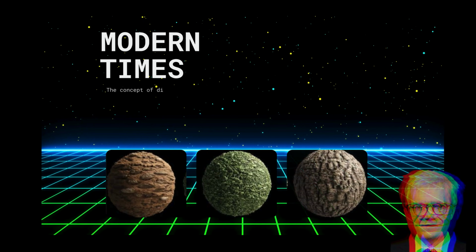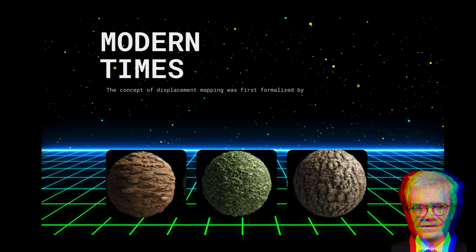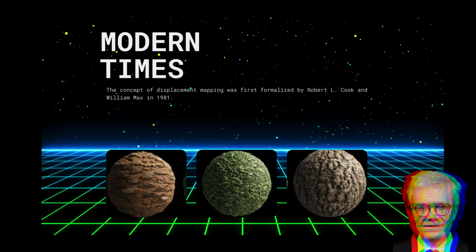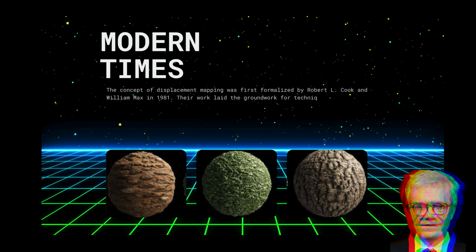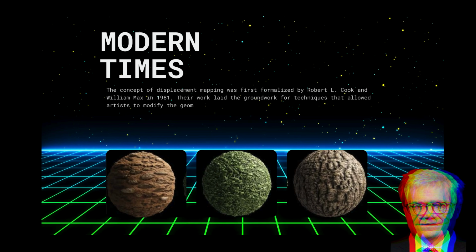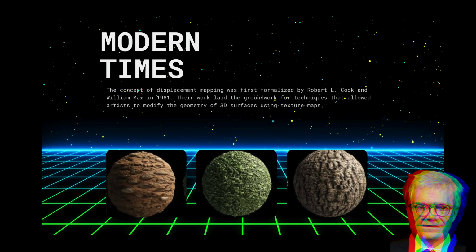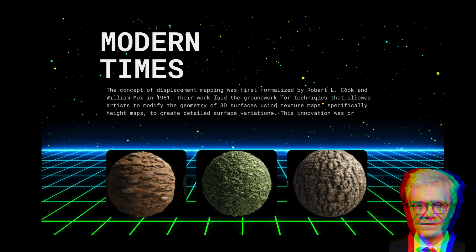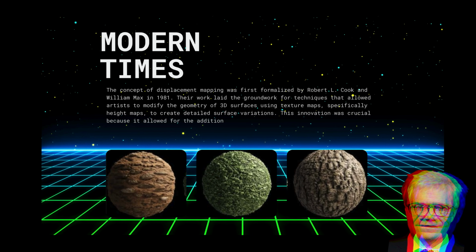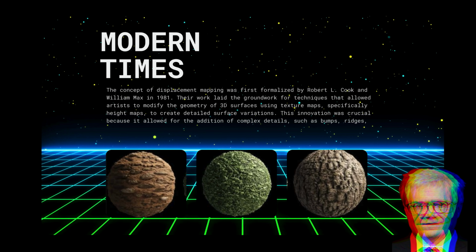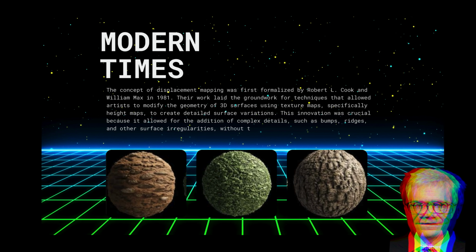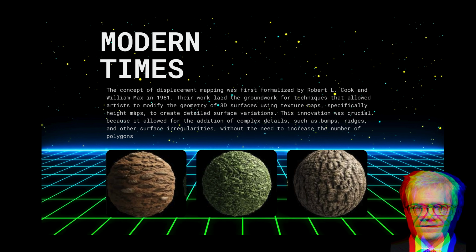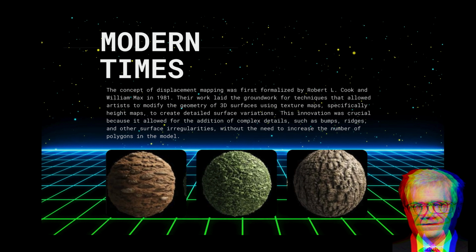Modern times. The concept of displacement mapping was first formalized by Robert L. Cook and William Max in 1981. Their work laid the groundwork for techniques that allowed artists to modify the geometry of 3D surfaces using texture maps, specifically height maps, to create detailed surface variations. This innovation was crucial because it allowed for the addition of complex details, such as bumps, ridges, and other surface irregularities, without the need to increase the number of polygons in the model.